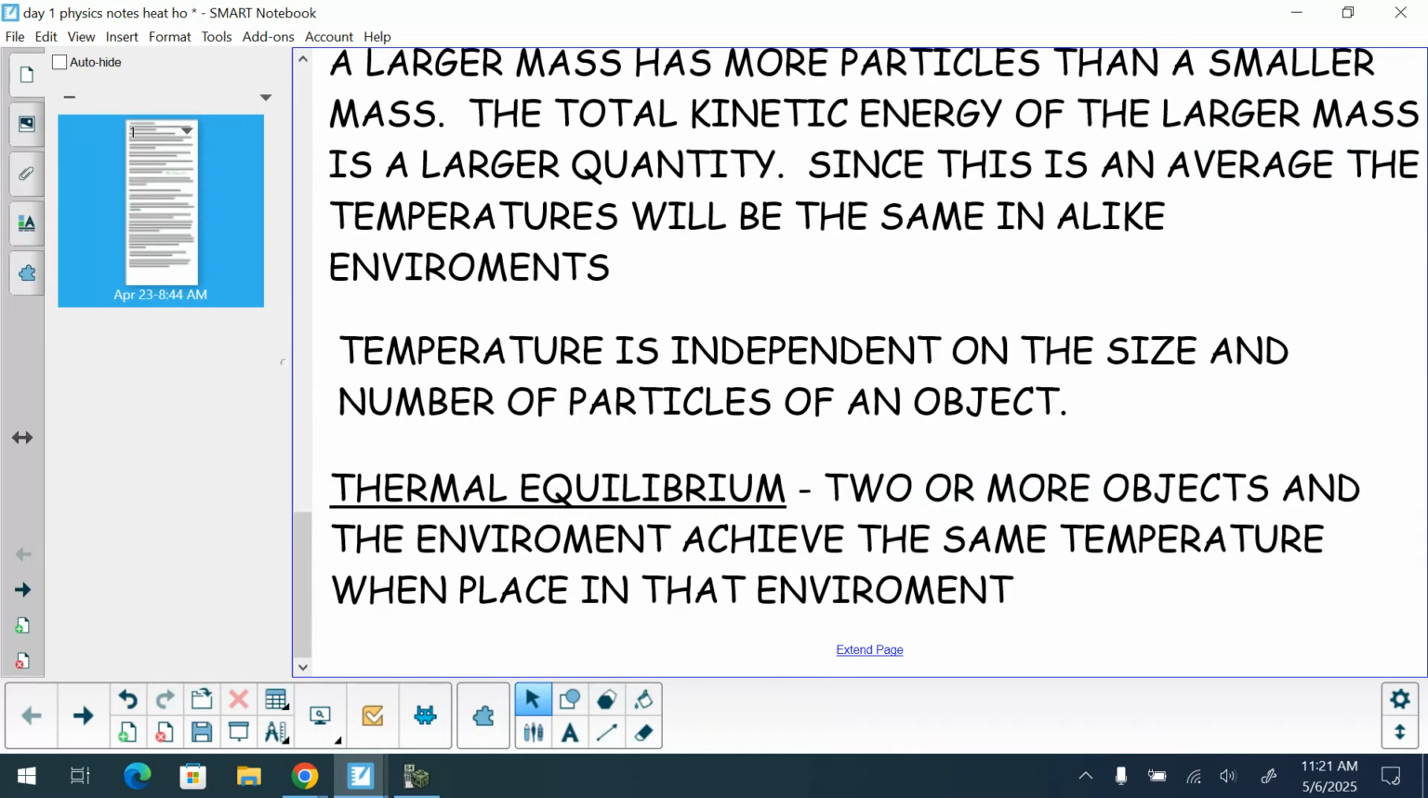If you take a look at these desks, they are in contact with the environment of this room. So these desks are going to assume the temperature of this room. Anything that we have in here is going to assume the temperature. A couple weeks ago I poured this water into this beaker. It is in contact with this room, so the temperature of this water is also the temperature of this room. They have achieved thermal equilibrium.